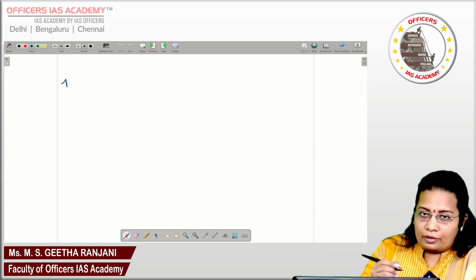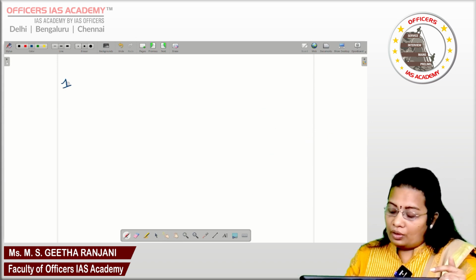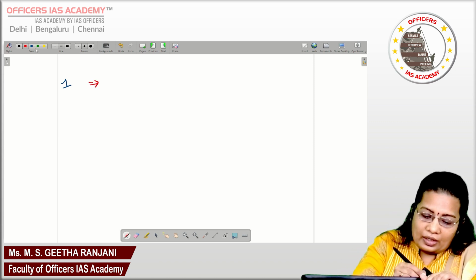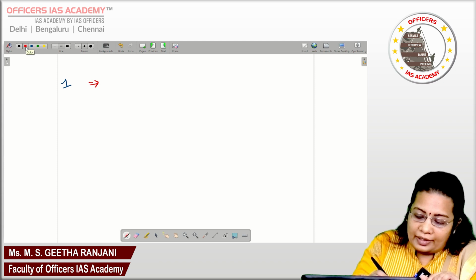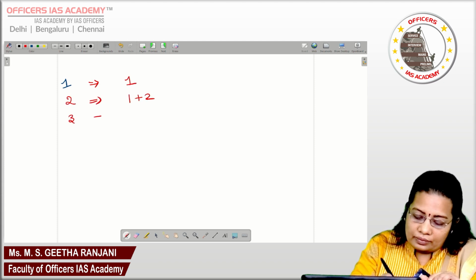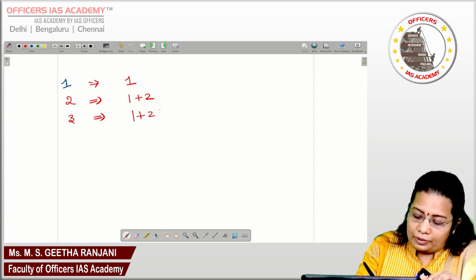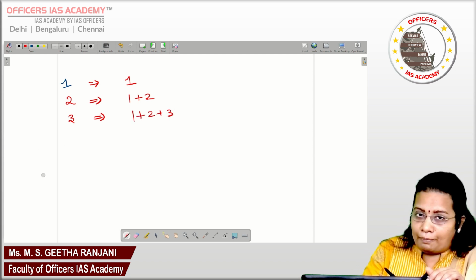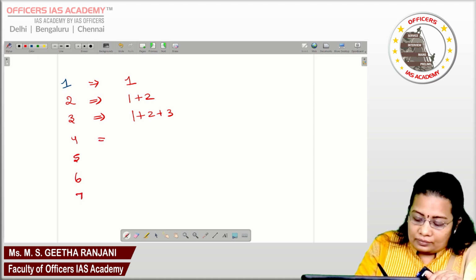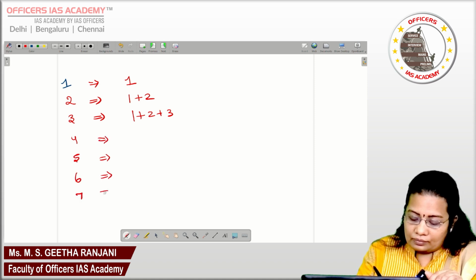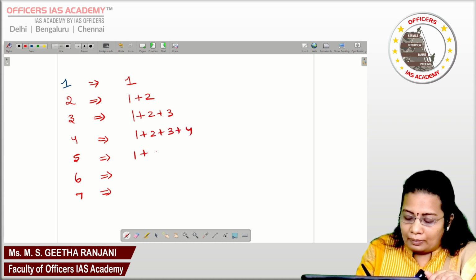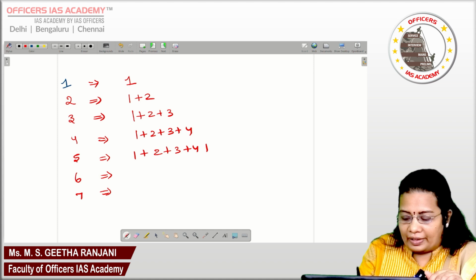For that, I want to write all the patterns because everything we are going to add up. So the first group, I get 1. In the second group, I get 1 plus 2. Third one, 1 plus 2 plus 3. I am going to make up to 7 because the n I got is 7. For the fourth term, 1 plus 2 plus 3 plus 4. Fifth term, plus 5.